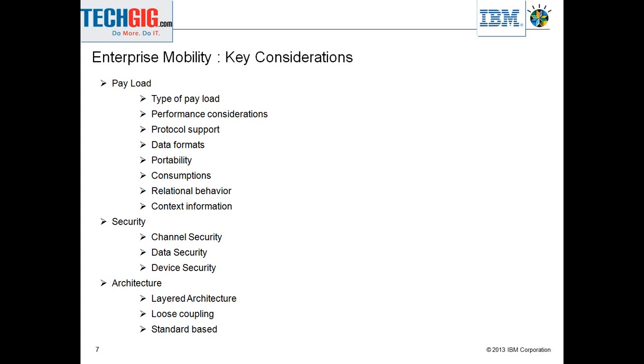We also need to see the relational behavior. That means whether the data has a relation with some of the other data. It could be session information. How am I going to handle it? It could be data related information or user related information. How am I going to relate it?